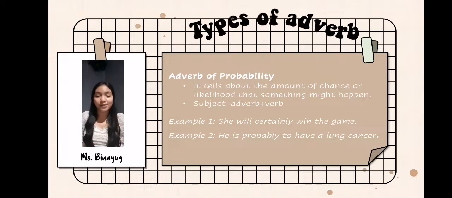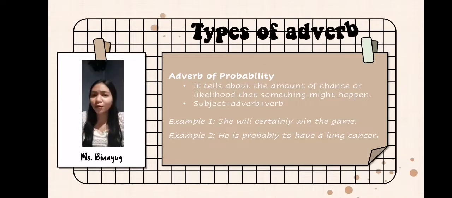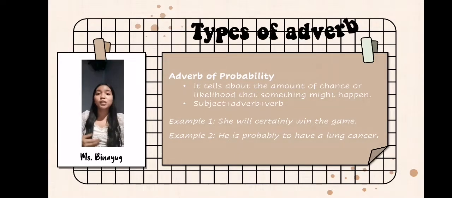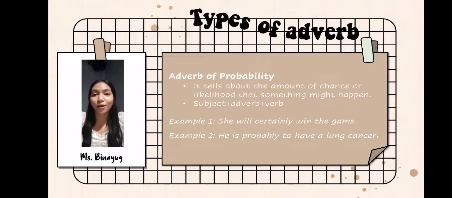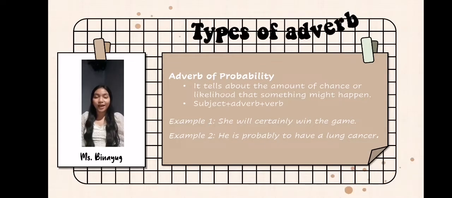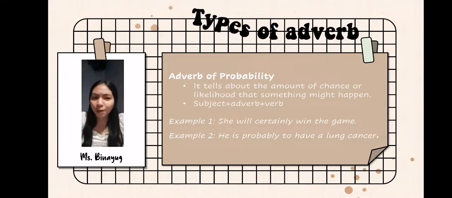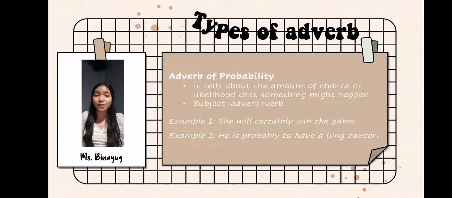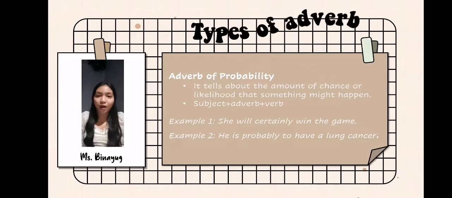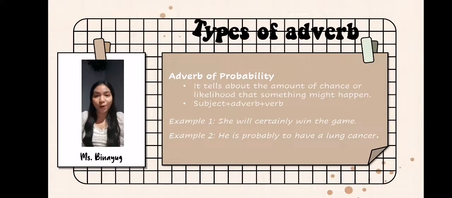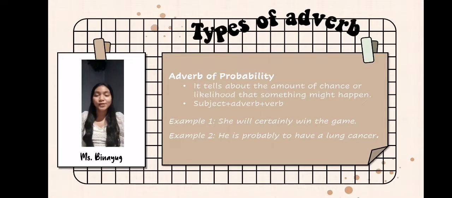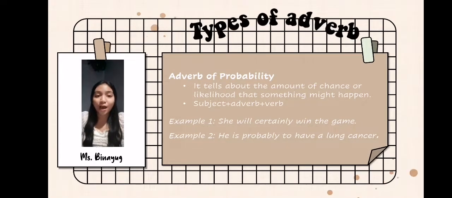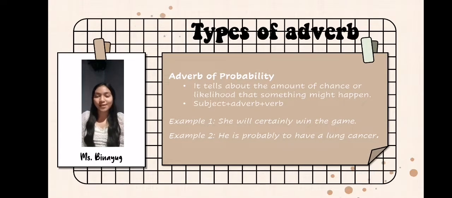So here are my examples. First, she will certainly win the game. So we use the adverb certainly in the middle of the sentence, which means sure na siyang mananalo sa patimpalak na kanyang dinalihan. So, number 2, he is probably to have lung cancer. We use probably in the middle of the sentence, which means hindi pa tiyak kung mayroon ba siyang cancer o wala. Naintindihan, class? So here is how I construct my sentence. Subject plus adverb plus verb. Simple as that.